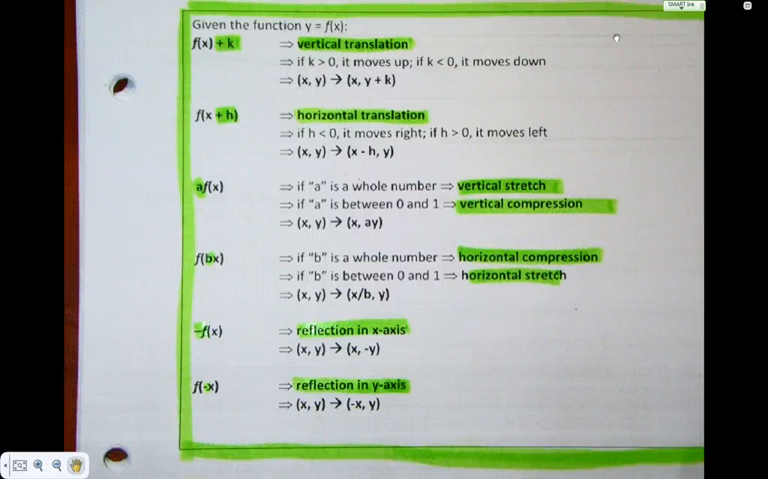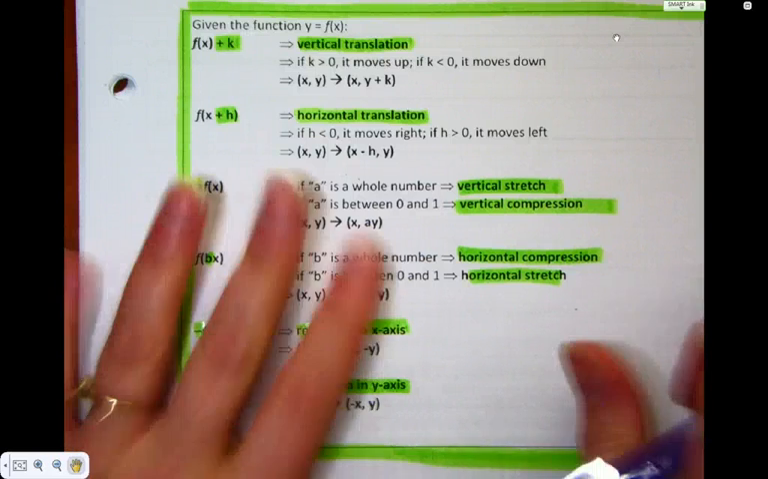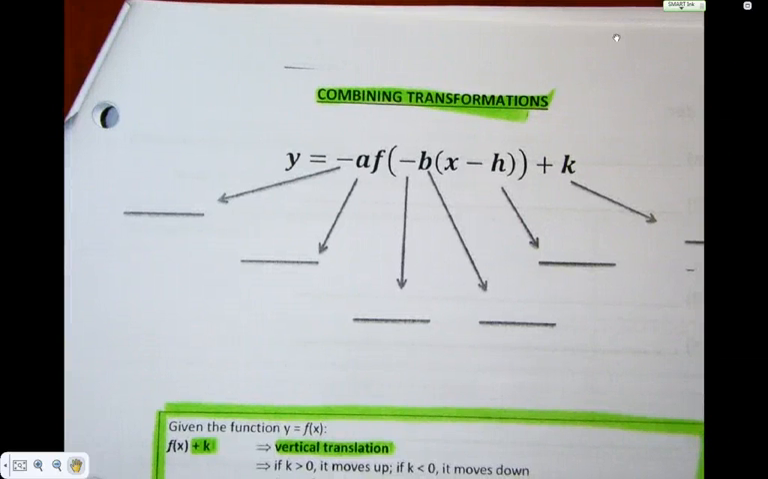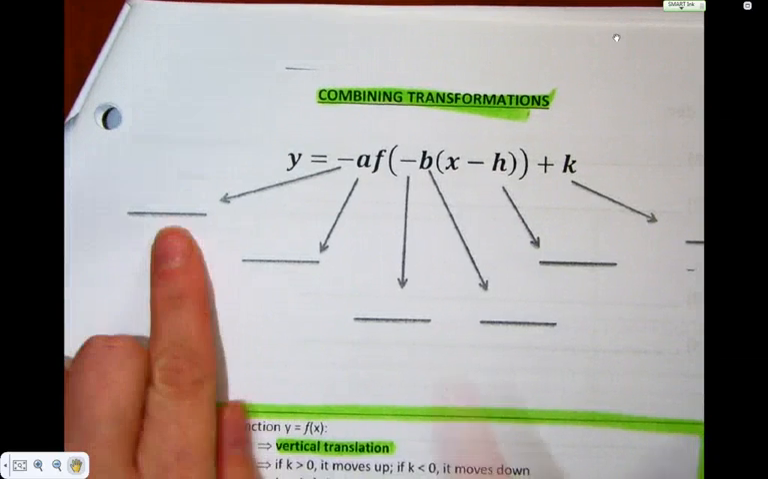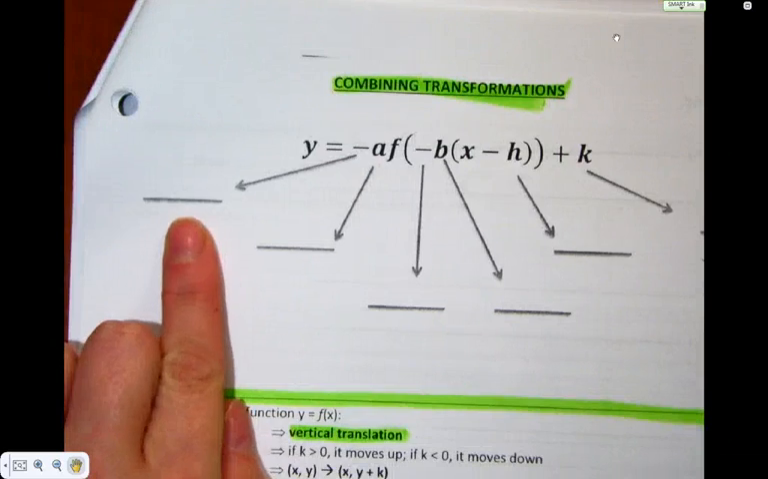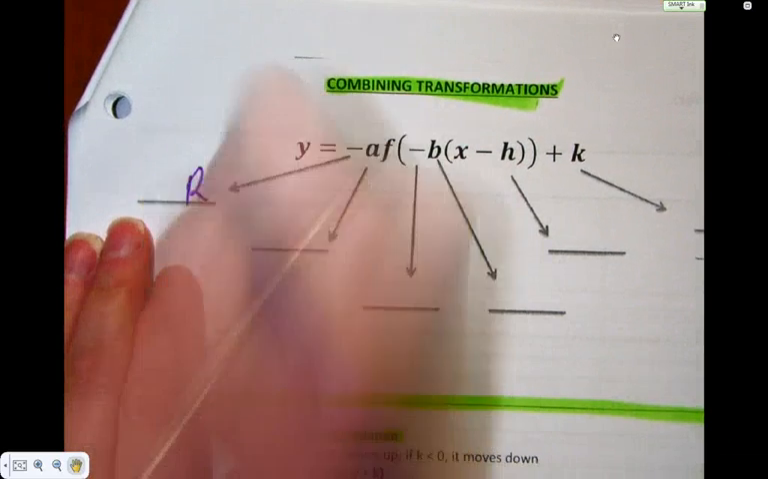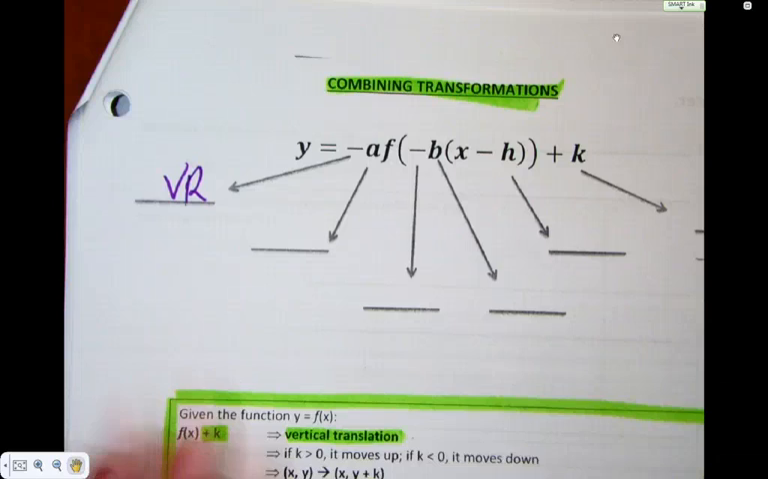That's all we've done so far. We've done the translations, stretches, compressions, reflections. Let's identify them where they are in the equation. Okay, so here's everything put all together. Left to right, negative way out in front: reflection, more specific, vertical reflection.